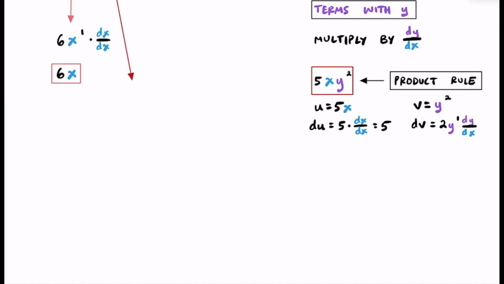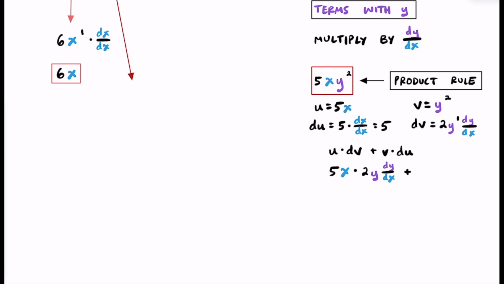Alright, so what's this product rule going to look like here? Well, the product rule, remember, is u times dv plus v times du. So u is going to be 5x. Let's go ahead and take that 5x here and multiply that by dv. For dv, we're essentially going to just write 2y multiplied by dy/dx. So let's have this dy/dx next to it. So that's u dv. And we're going to go ahead and add v du.